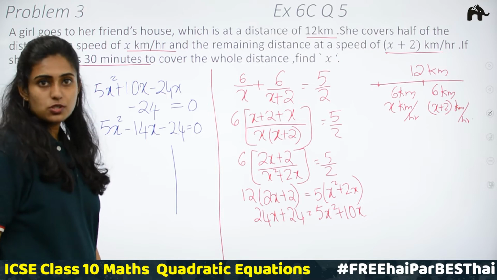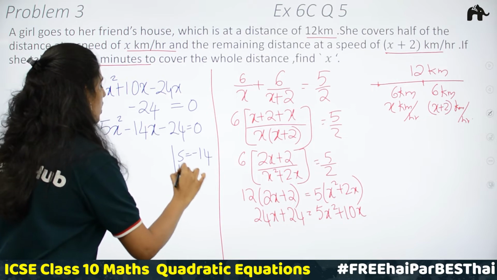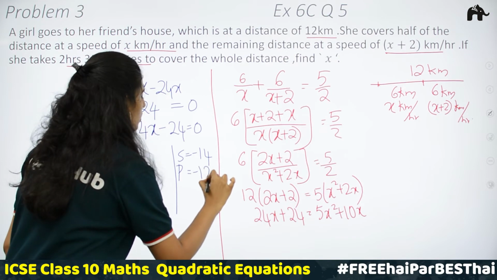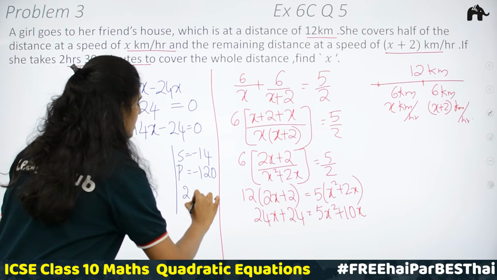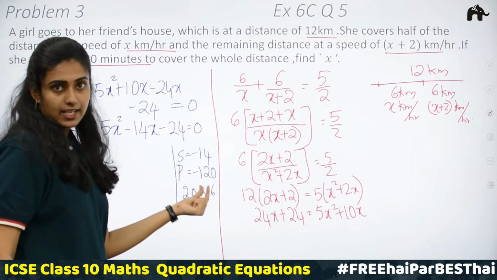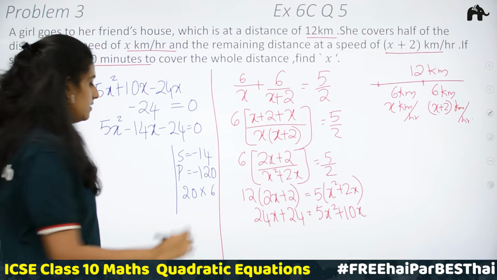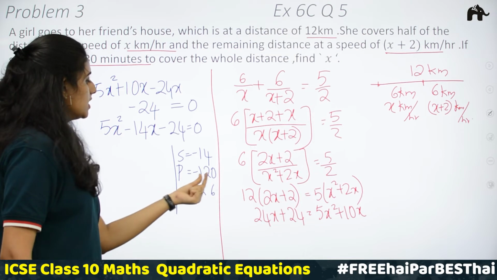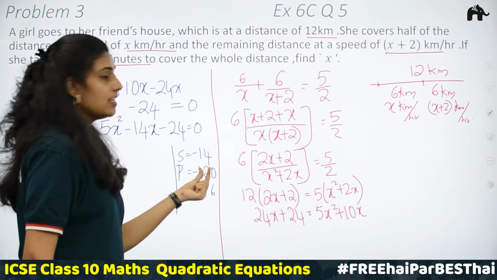We have to choose two numbers to factorize this. The sum of the numbers should be minus 14 and the product should be equal to A into C, 5 into minus 24, which is minus 120. Okay. Here 20 into 6 is 120. Product is negative. Therefore, one number should be negative. Sum is negative, so the greater number should be negative. Minus 20 and plus 6 can be taken. Yes. Minus 20 plus 6 is minus 14. Minus 20 into 6 is minus 120.